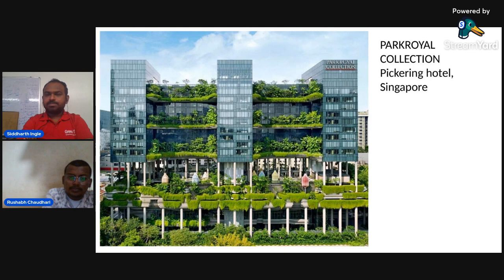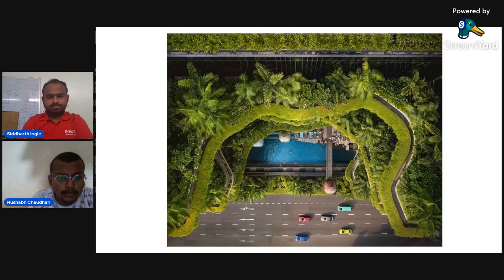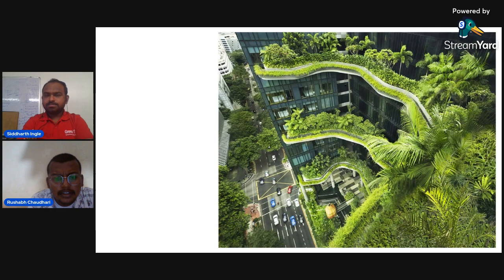Next green roof is Pickering Hotel in Singapore. This is a very iconic structure. This is the top view. You can see a lot of medium-sized trees and palms are present. This is the side view of the same building. So this is a five-star hotel.